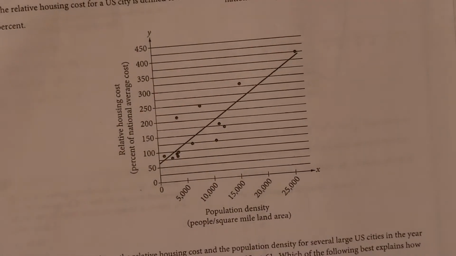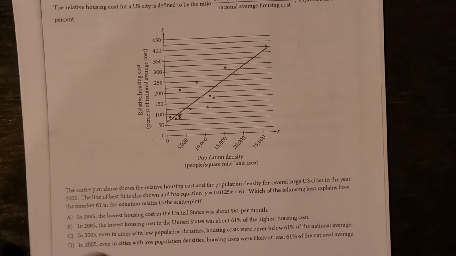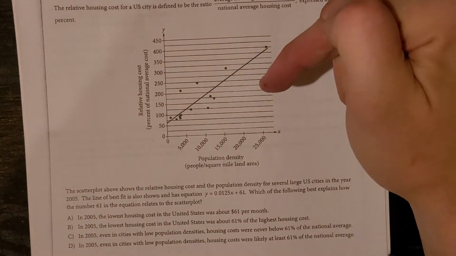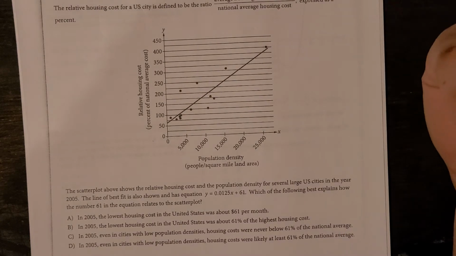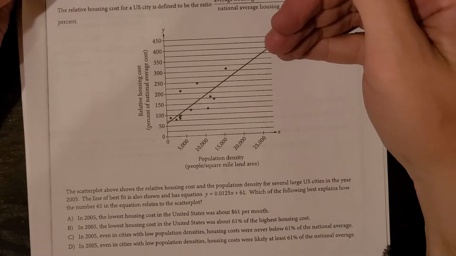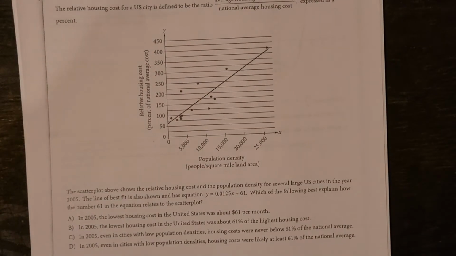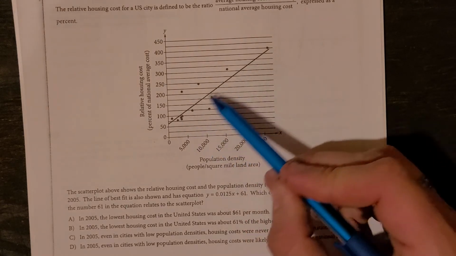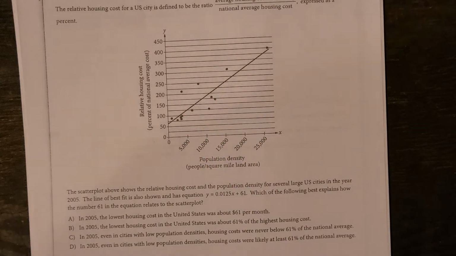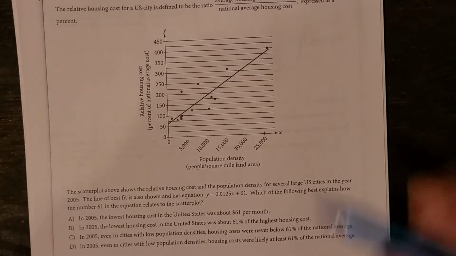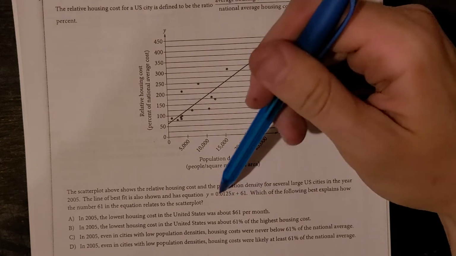All right, 27. Let's zoom out here a little bit. So we have a scatter plot, and it shows the relative housing costs, like the guesstimate housing costs, and the population density for several large U.S. cities in the year 2005. Line of best fit. This is Algebra 1 stuff. It means it's going through those dots as accurately as possible, kind of through the middle of the data. Okay. So it has this equation.